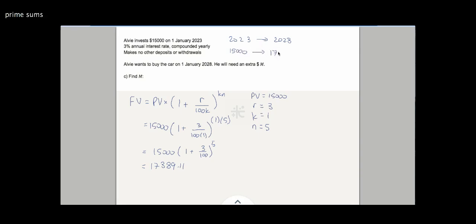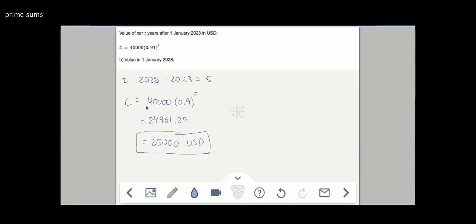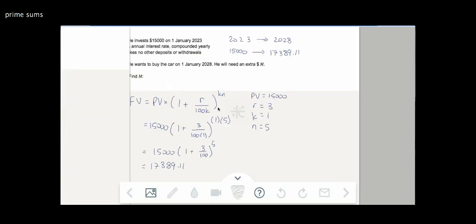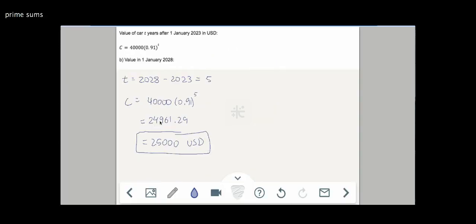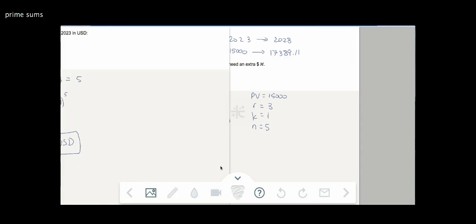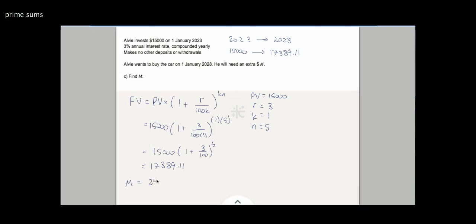So basically, in 2023, he invested $15,000. 5 years later, those 15,000 become 17,389, but he needs almost $25,000 to buy the car. So how much extra money does he need? Well, that's going to be the value of the car, which I'll use the more precise figure here, 24,961.29, minus the amount in his account, which is 17,389.11. And let's find that using the calculator.